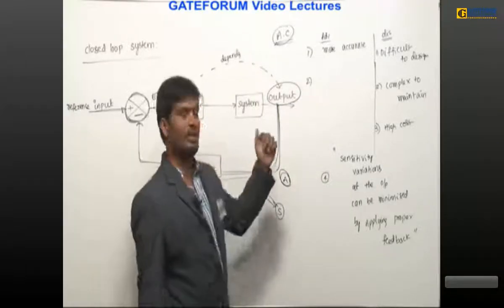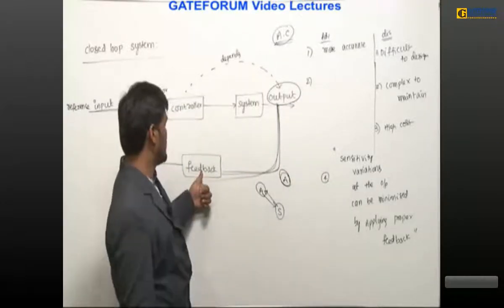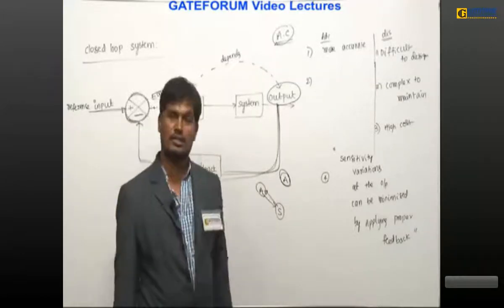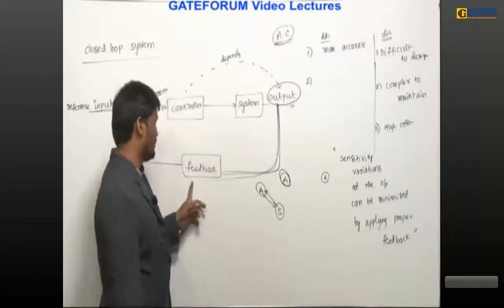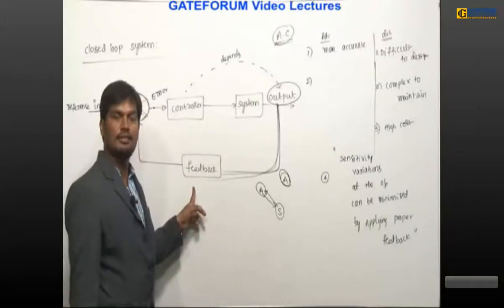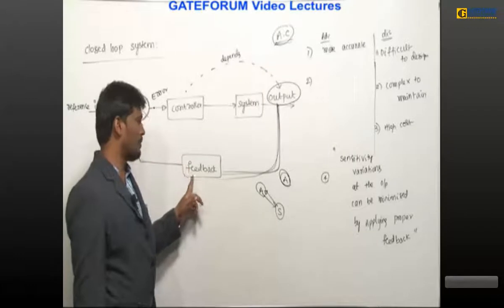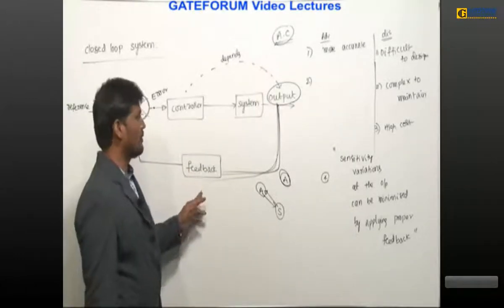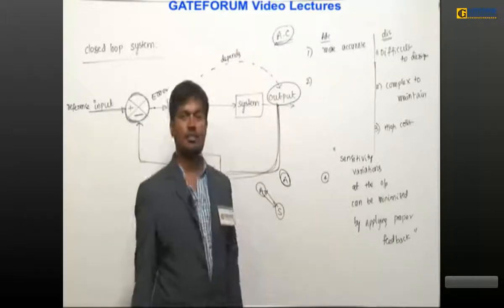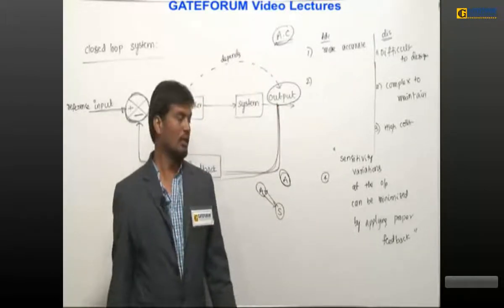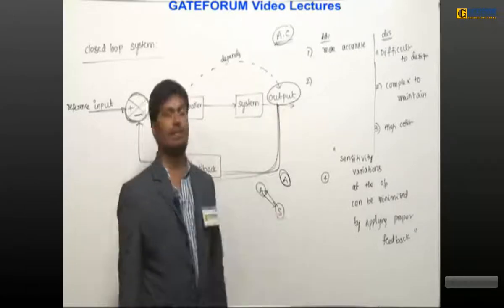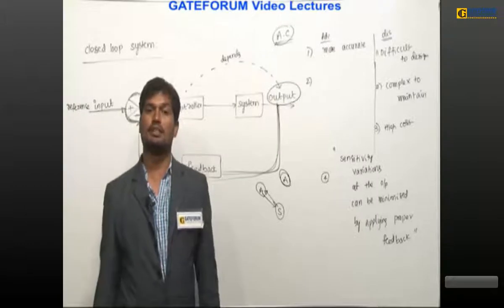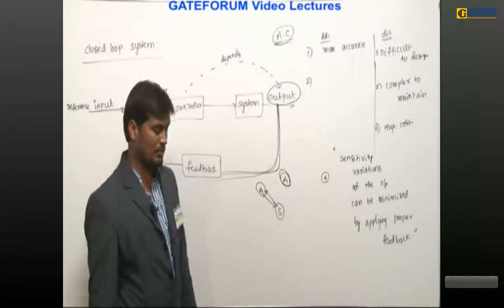Because of the sensor, it is very difficult to design. Because of the sensor, it is complex to maintain. And due to the sensor, it is also high cost. If feedback is proper, system stability increases. If feedback is improper, system stability reduces. And if feedback is improper, sensitivity variations at the output are more. If feedback is proper, sensitivity variations at the output are less. Always we require a less sensitive system, but not a more sensitive system.